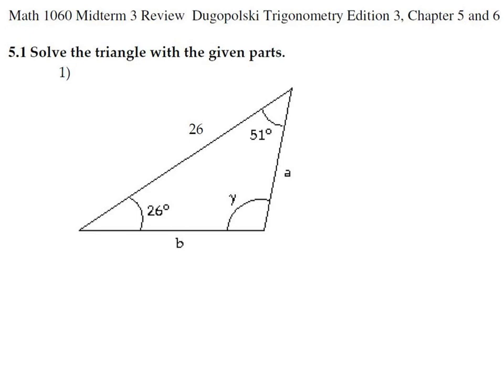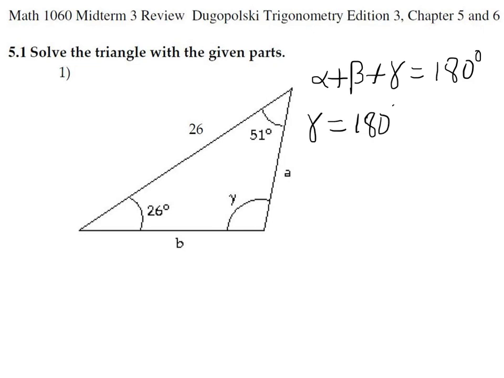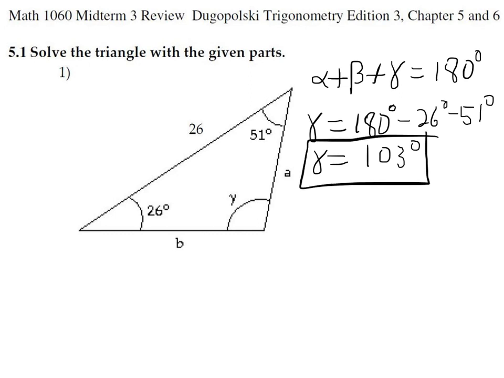So the first thing we see is we're given two angles. And so the third angle is always easy to find. Let's start out with the fact that alpha plus beta plus gamma equals 180 degrees. Always. The three angles add up to 180. So we can get gamma by getting 180 degrees and subtracting our other two, the 26 degrees and the 51 degrees. This gives us, for an answer for gamma, gamma equals 103 degrees. Okay, we have found one piece.